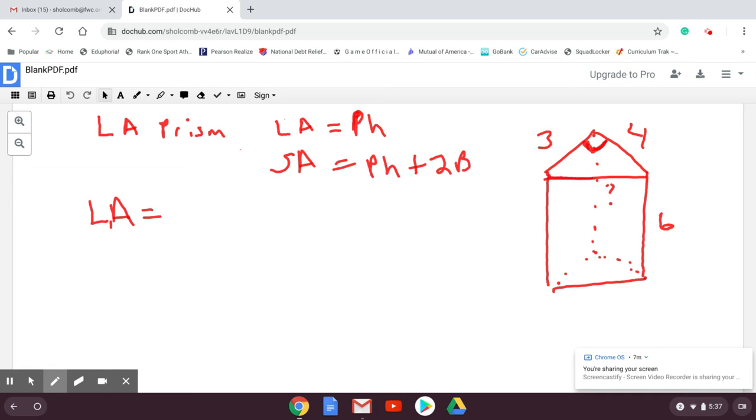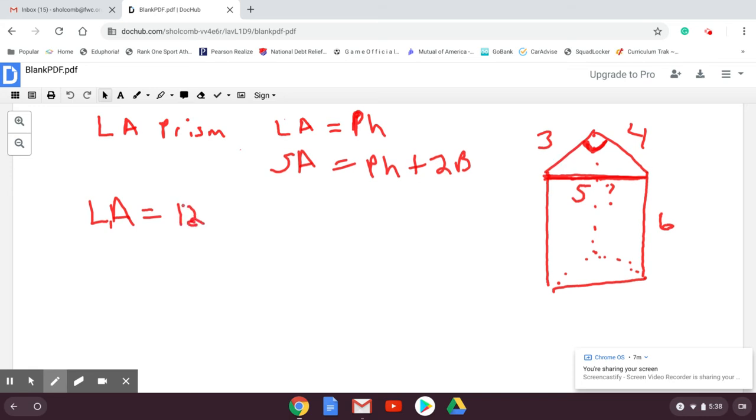This part that I'm going to highlight right here, we don't know, but we know it's a right triangle. So let's just use the Pythagorean theorem. 3 squared plus 4 squared equals the hypotenuse squared. So this side must be 5. Okay, so now we do have the overall perimeter. 3 plus 4 is 7. 7 plus 5 is 12.